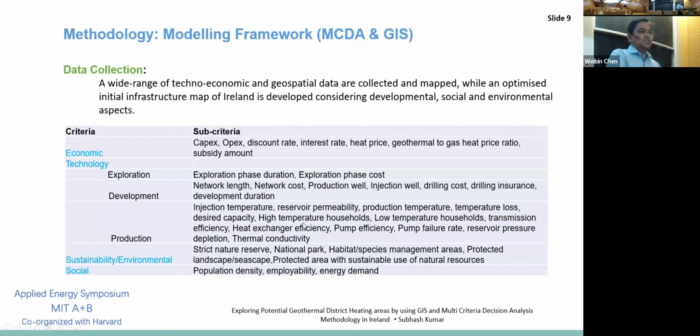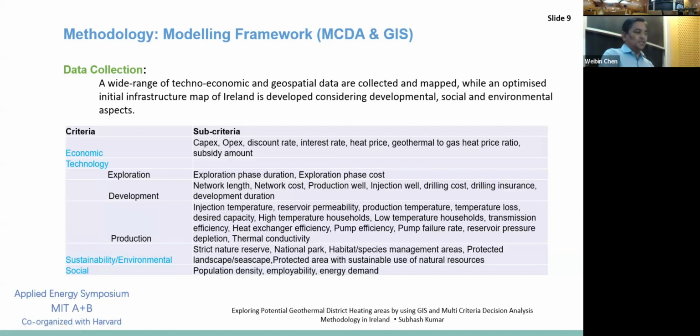So in my case study, I am using MCDA, meaning multi-criteria analysis, and GIS to find the best locations and what the impact will be, meaning what the environmental impact or social impact will be for a particular location. On the basis of this study, you can find the best locations to develop this. After that, we can talk to many stakeholders, and then we can go for the development of these district heating areas. For the multi-criteria analysis, I have mainly considered four criteria: economic, technology, sustainability or environmental criteria, and social criteria.